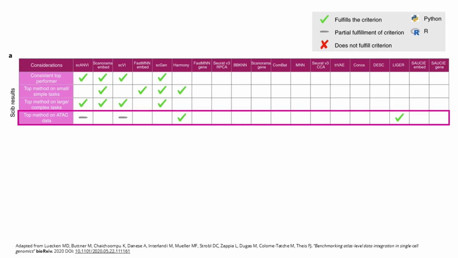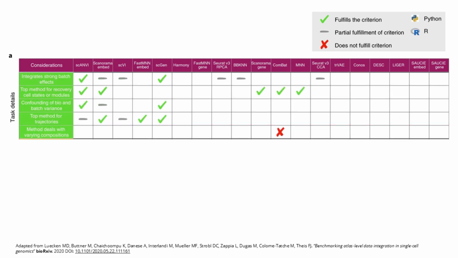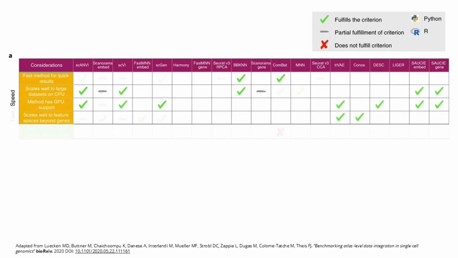Then you can check out more specific task-related details, like which one is the best for very strong batch effects, which one is the best at distinguishing biological and technical differences, which one is best for trajectories or for datasets with different compositions. So this section of the table is very useful if you have a specific issue or integration task at hand.